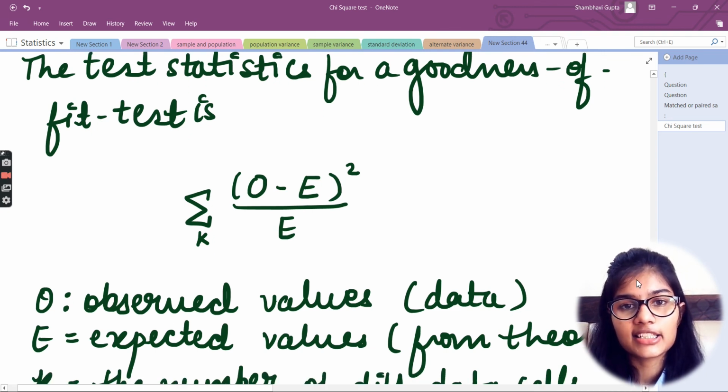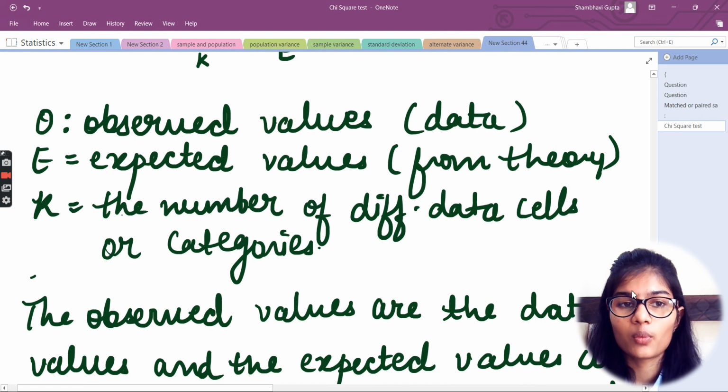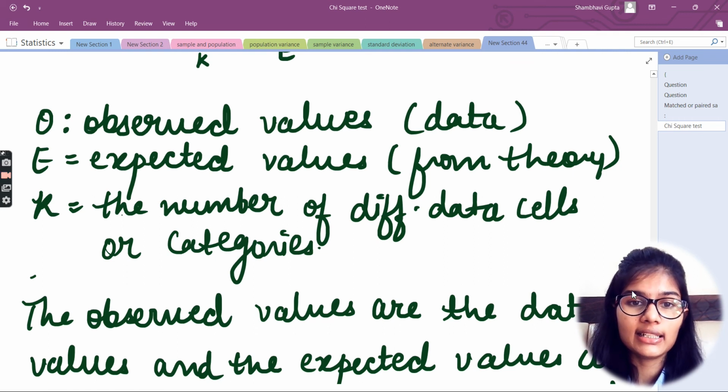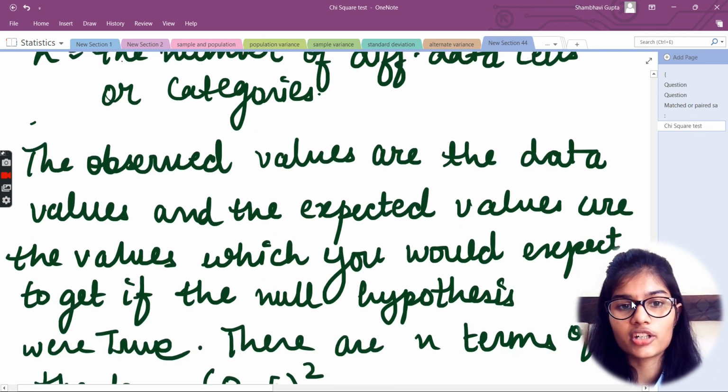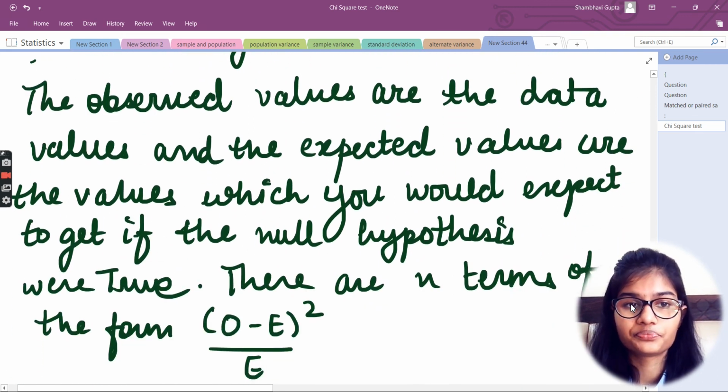The test statistic for a goodness of fit test, the formula which we have seen, is the sum over k of (O minus E) whole squared divided by E. What's O? That's the observed values, that means the data. What's E? E is the expected values, that is from the theory. What's k? K is the number of different data sets or different categories.